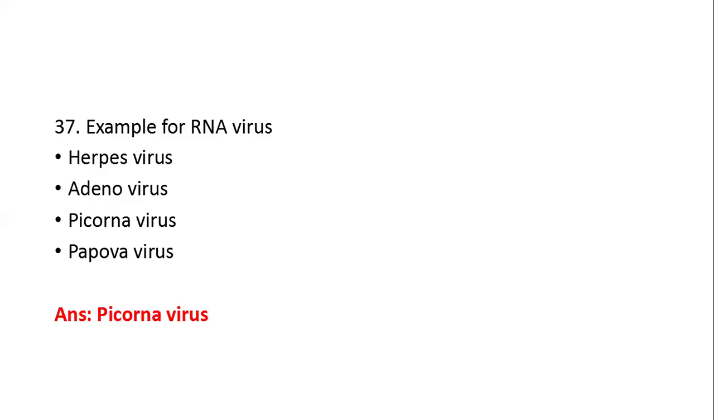Next question. Example for RNA viruses. Option A, herpes virus. Option B, adenovirus. Option C, picornavirus. Option D, papovavirus. The right answer is option C, that is picornavirus. Herpes virus, adenovirus, and papovavirus are DNA viruses. They consist of DNA as genetic material.